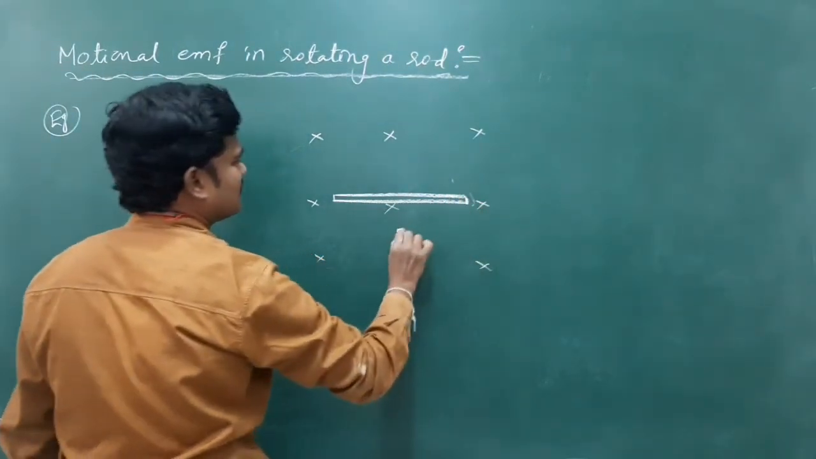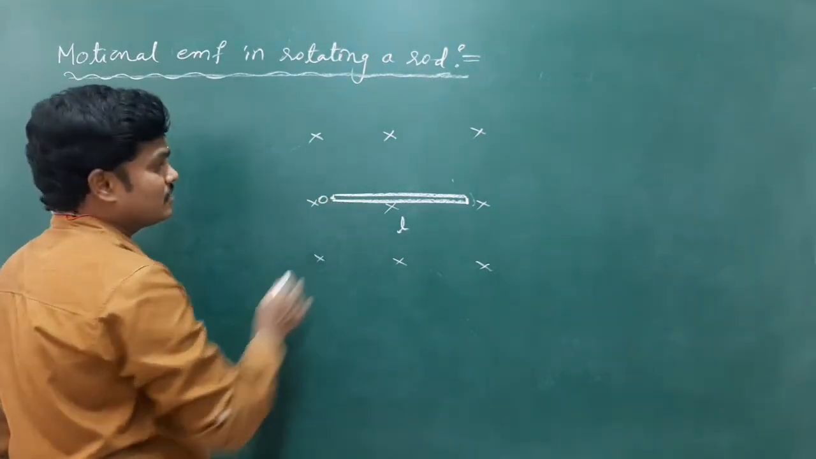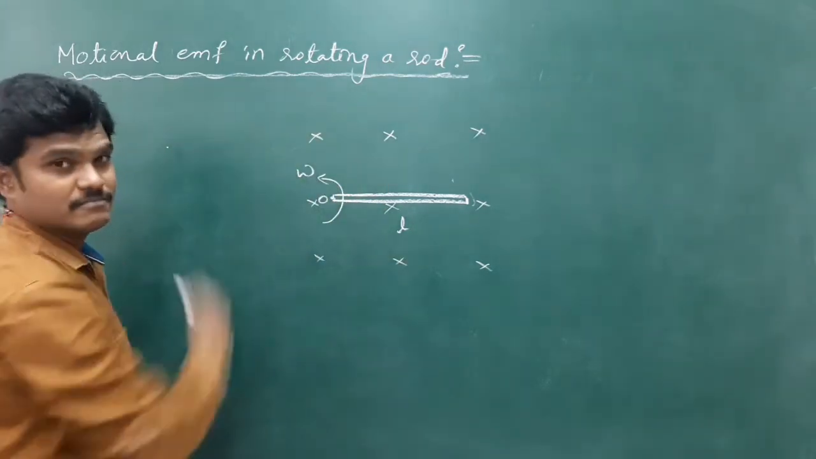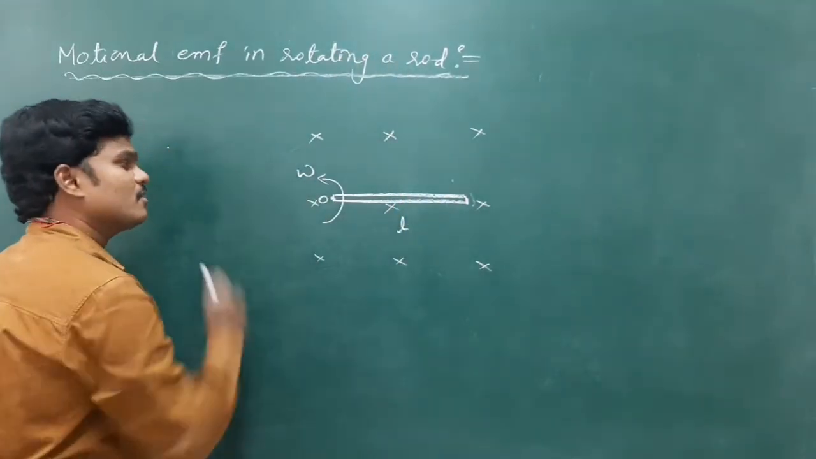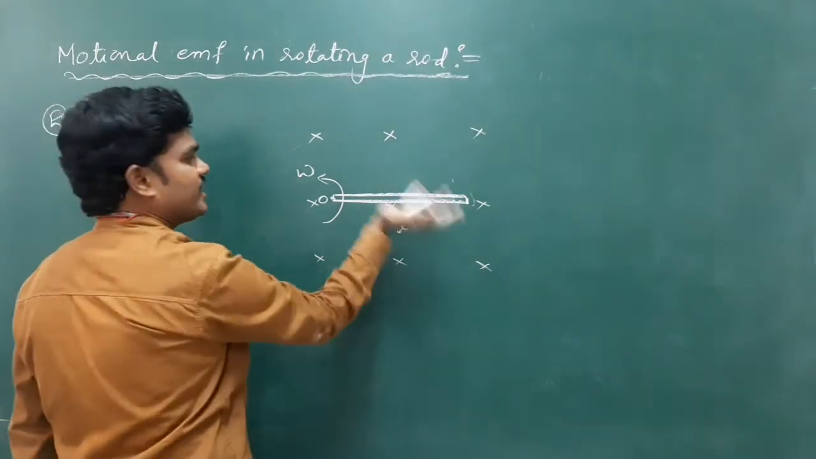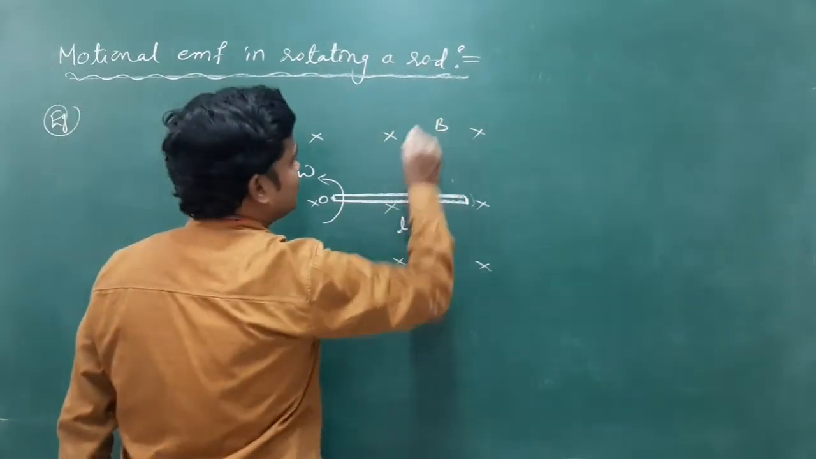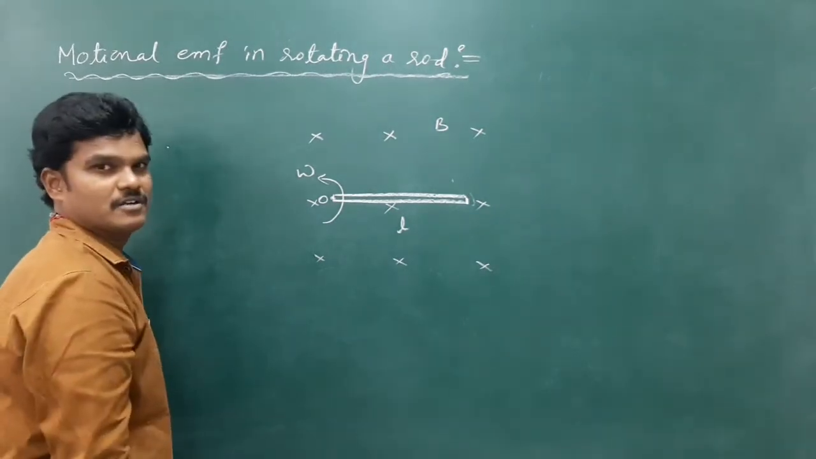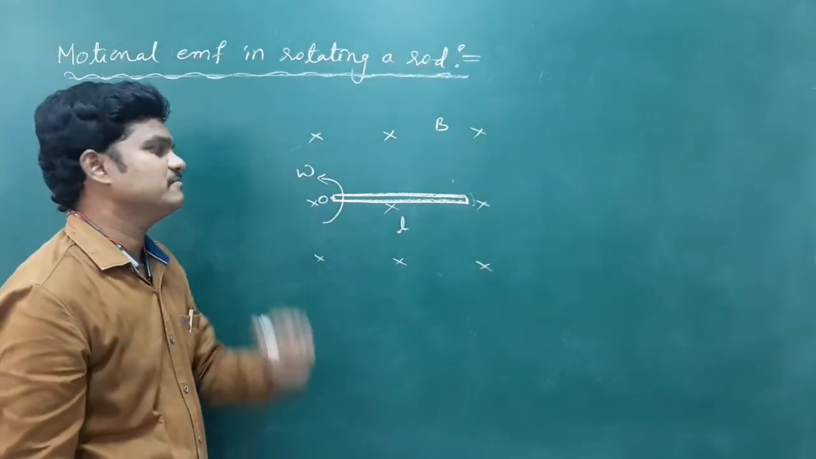So consider a rod of length L, which is fixed at point O and rotating with an angular velocity omega. In the last problems, the rod moved perpendicular to the field. Now here the rod rotates with an angular velocity omega, pivoted at point O, in this magnetic field. To find the motional EMF in this rod, you have to take a small element and apply integration, and you will get the answer.